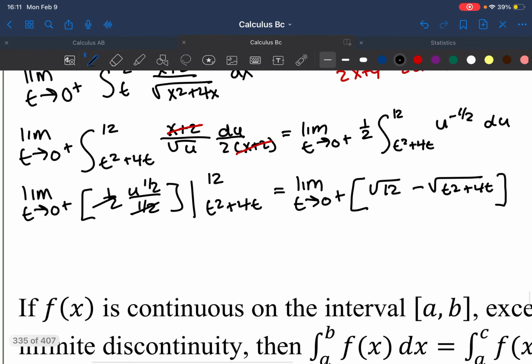Well, if I take the limit as t approaches 0 from the right, this whole thing is going to go to 0, which means I have my answer as the square root of 12 minus 0, which is the square root of 12. So that means my limit exists, and this integral is going to converge.